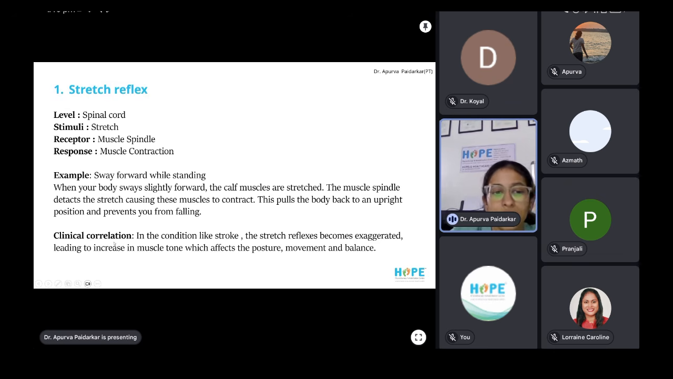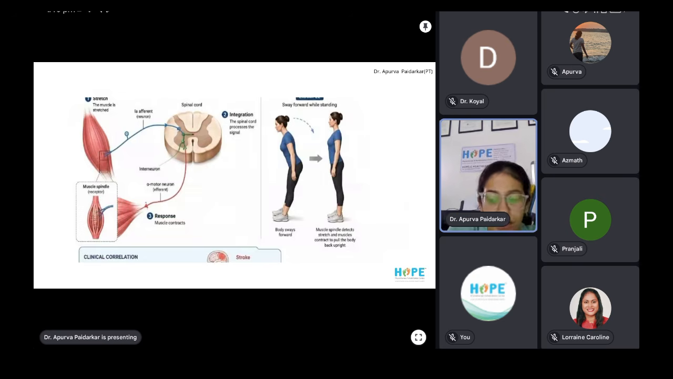So what is the clinical correlation? In conditions like a stroke, the stretch reflexes become exaggerated, leading to an increase in muscle tone, which affects the posture, movement and balance. That's why the patient is not able to put the limb down or step. Their muscle goes into a stretch reflex.